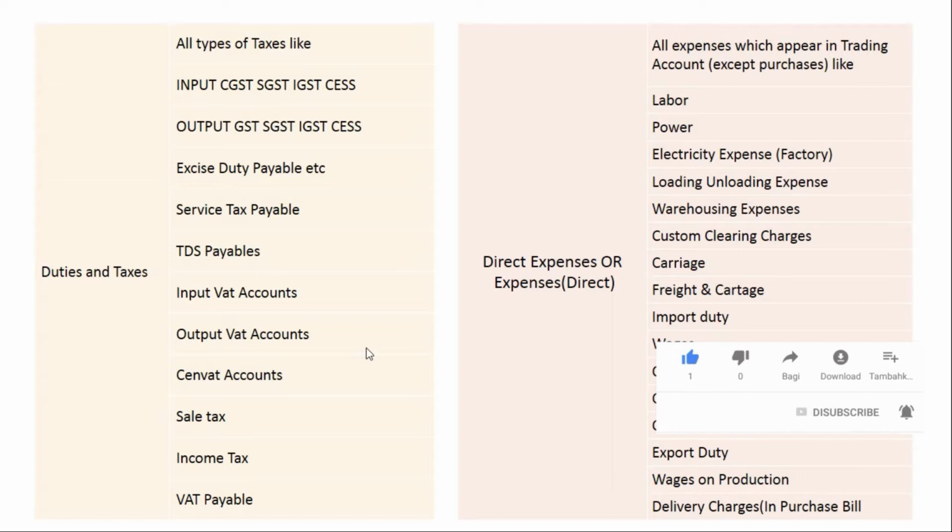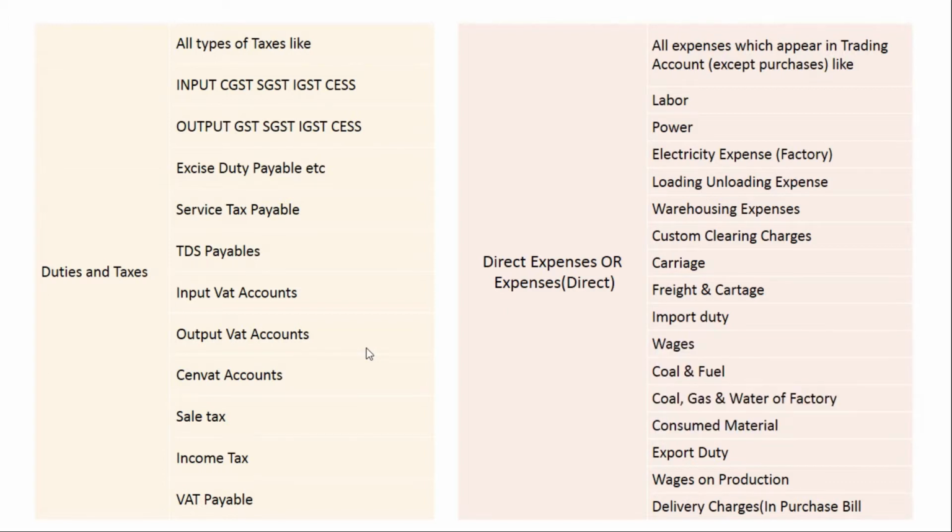Then duties and taxes. All the taxes will come under duties and taxes, that is TDS payables, input VAT, output VAT and VAT. Then sales tax, income tax, VAT payable, excise duty, service tax, input and output GSTs.